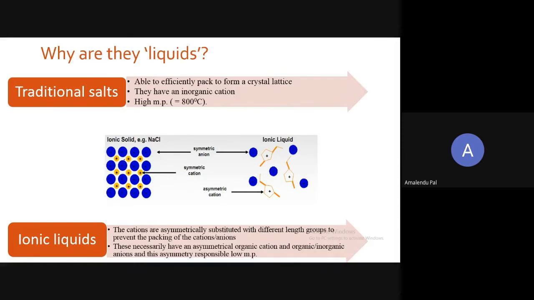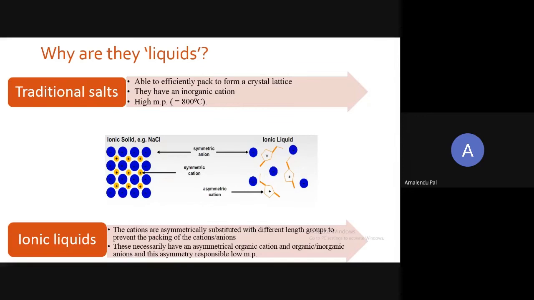Structurally, if we see sodium chloride, the arrangement of the chloride is fixed. An asymmetric anion is there in the ionic liquid, but the cation arrangement is not uniform throughout the lattice in an ionic liquid, whereas the sodium chloride arrangement is uniform throughout the lattice. So structurally, sodium chloride and an ionic liquid are totally different.